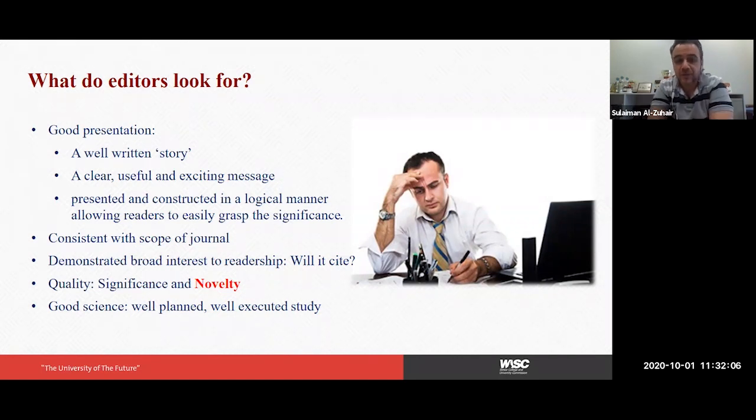The quality, which is the significance and novelty, which I just mentioned. Another thing that the editor will look at is good science, well planned and well executed. If the experiments are not robust and not sound, then the editor may question the quality and the reliability of those results, and can choose not to pass it to the reviewers because of that.